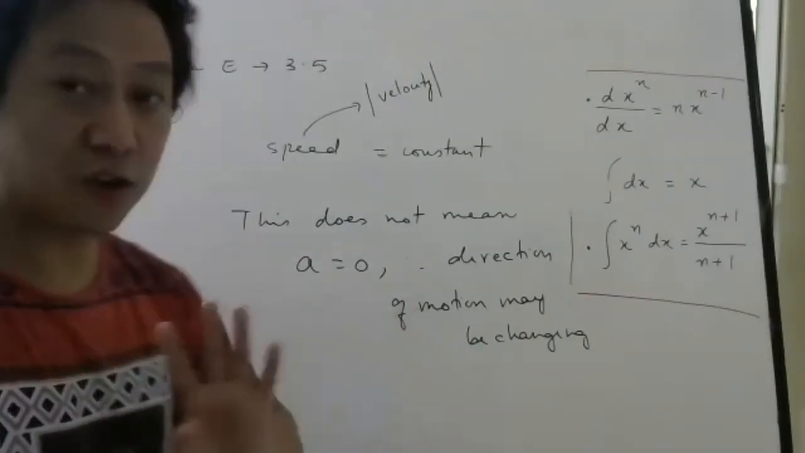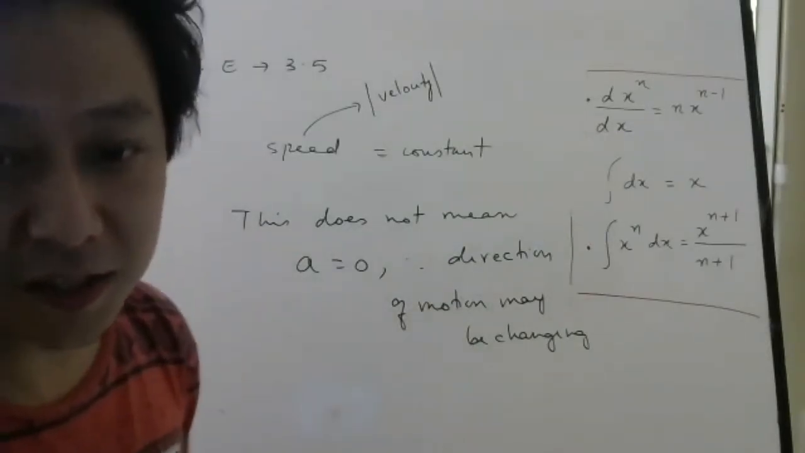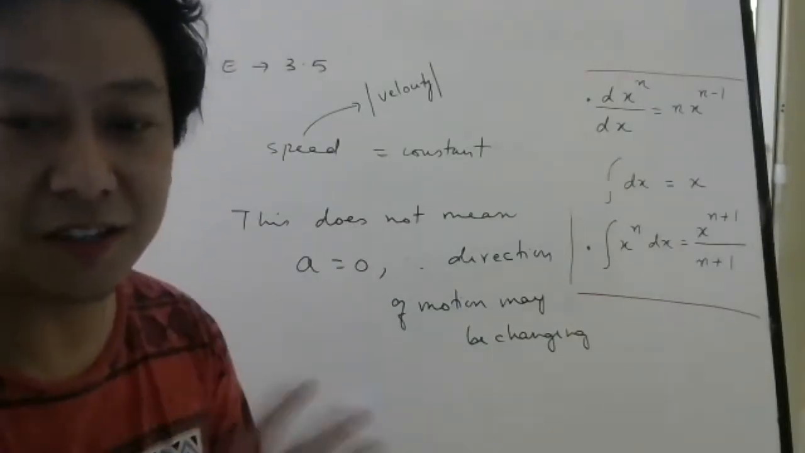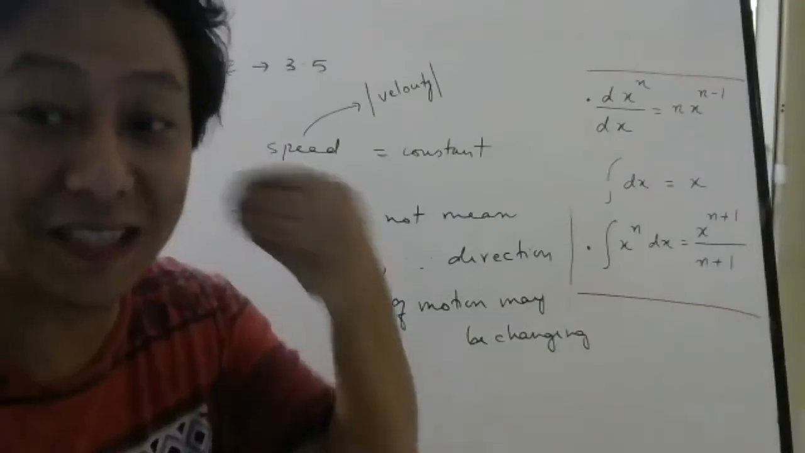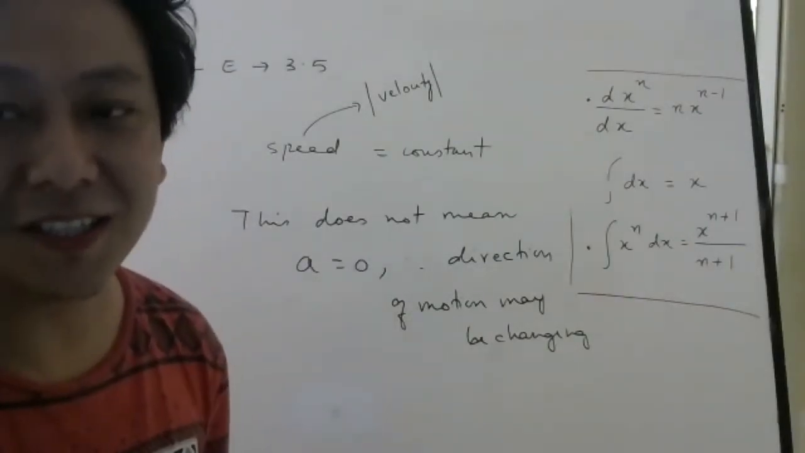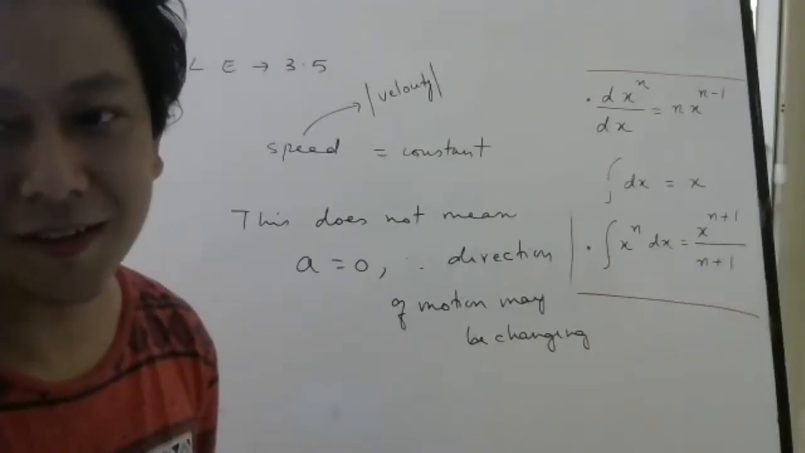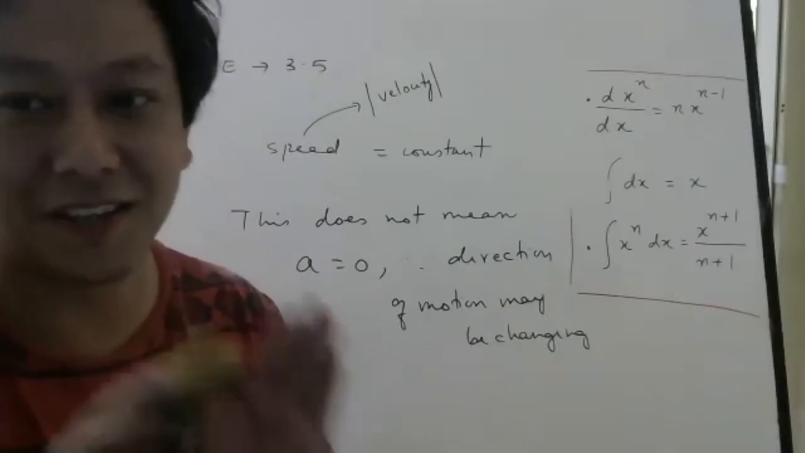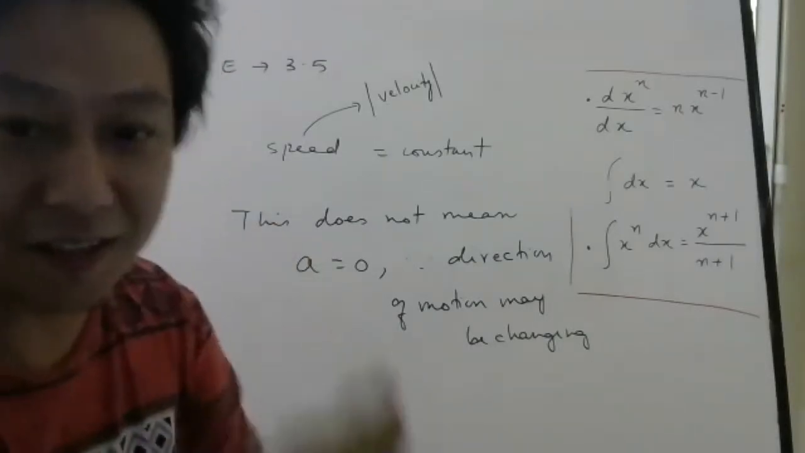If direction is constant, then we can say acceleration is zero. No, acceleration is not changing. Acceleration is there. Whether acceleration is changing, we are not studying. We are studying changes in velocity. So if velocity changes, then there is acceleration.